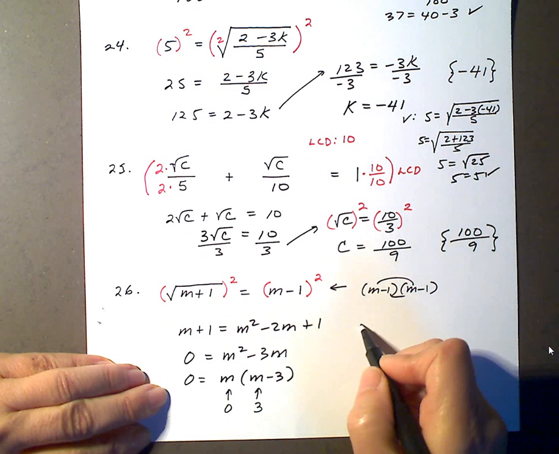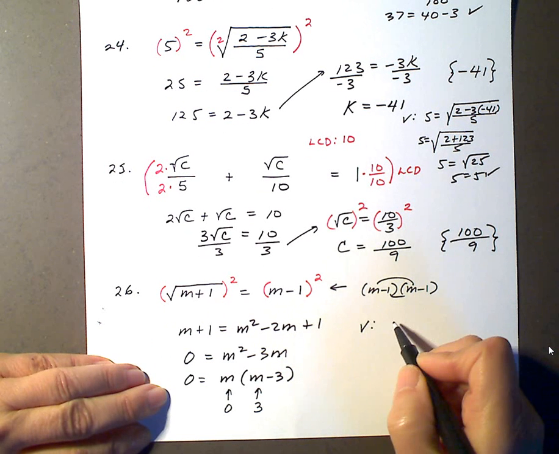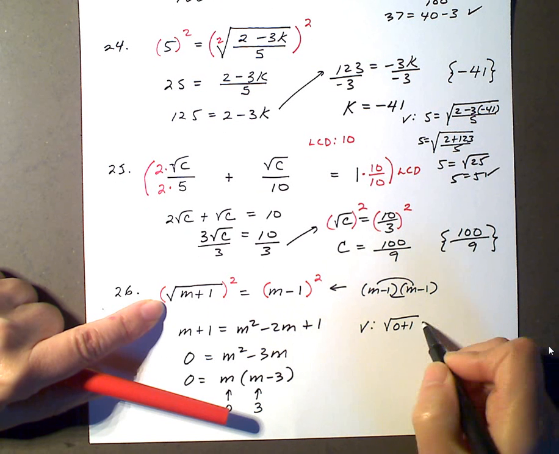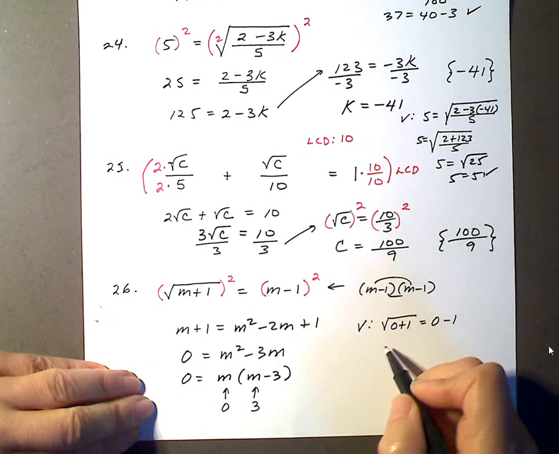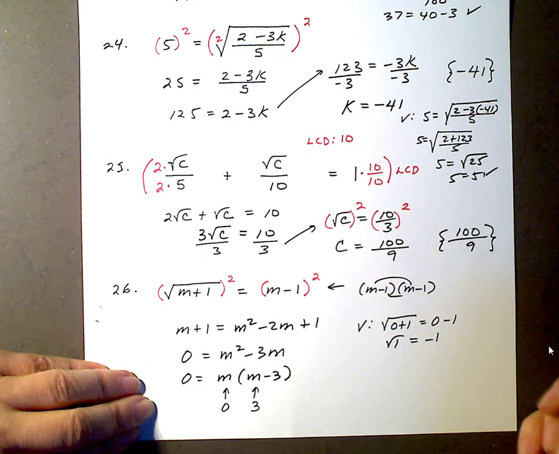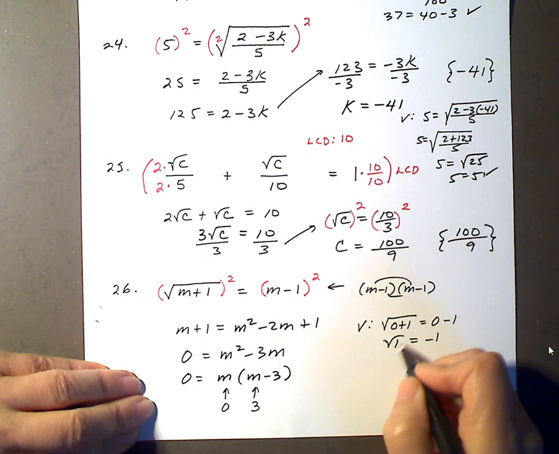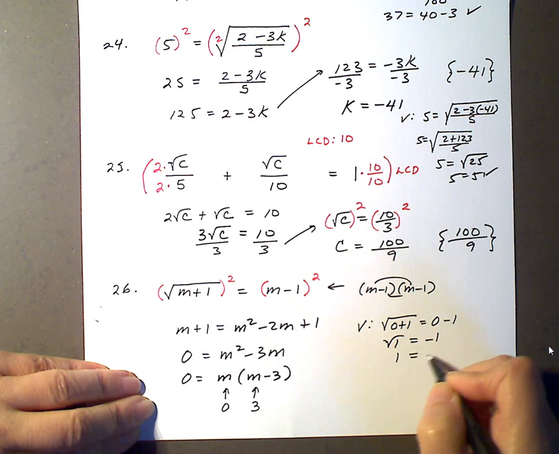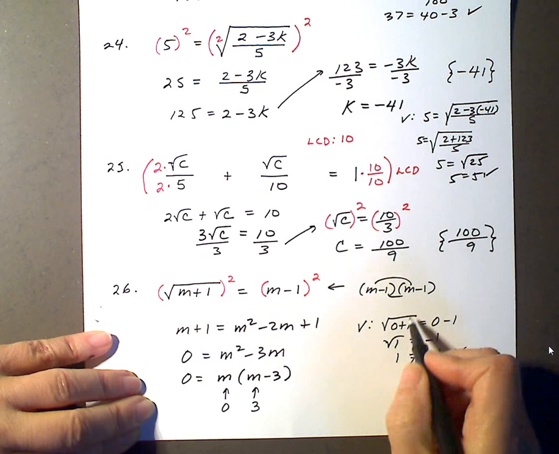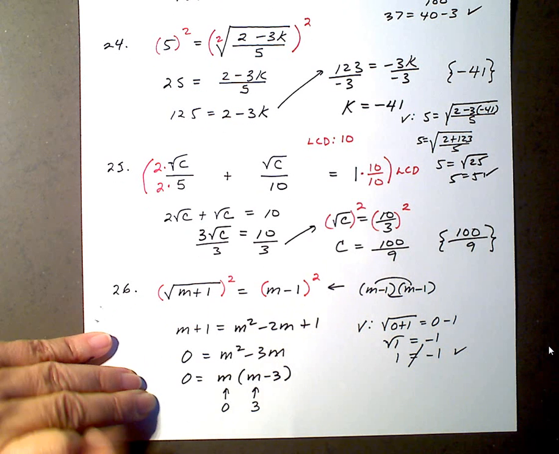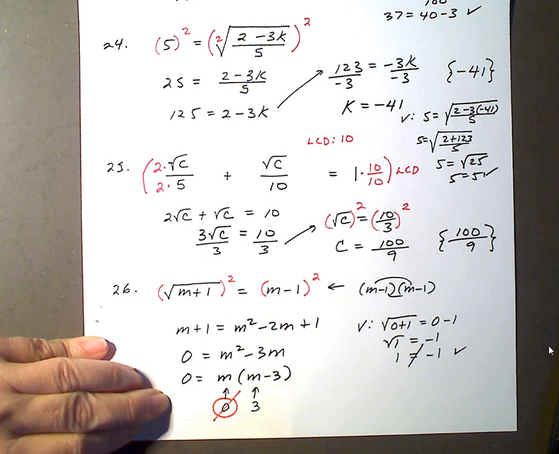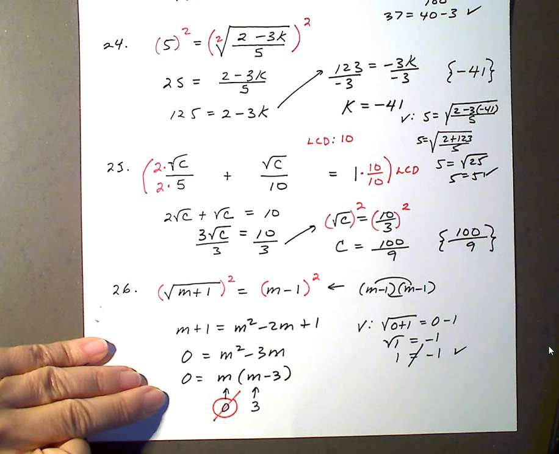Let's check 0. When we check 0, we get 0 plus 1 is equal to 0 minus 1. So this is the square root of 1 is equal to negative 1. Well, that's not true, because the principal square root of 1 is 1, and that is very much not equal to negative 1. That means I have to reject that solution of 0. So I want you to purposely show me that you got that solution and you purposefully reject it.